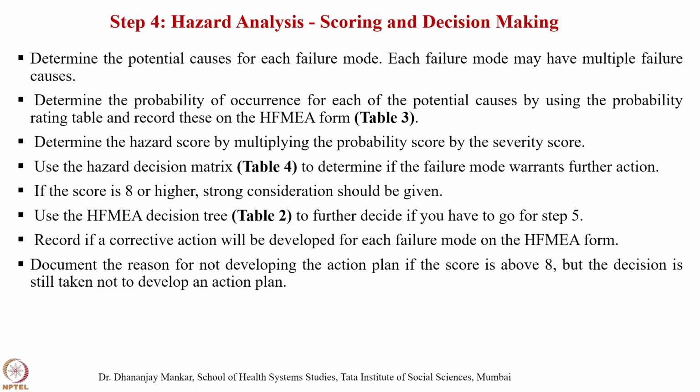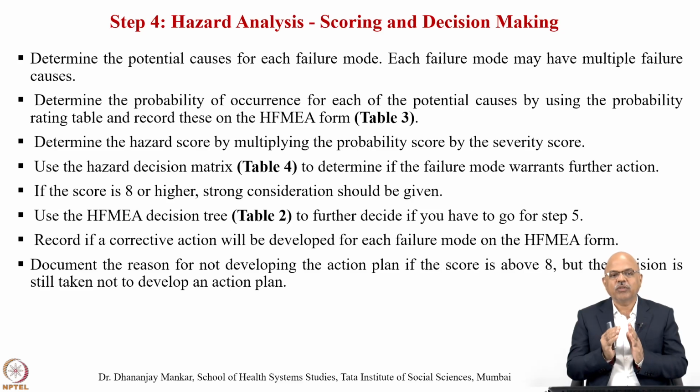Step 4 is hazard analysis, scoring and decision making. To determine the potential causes of each failure mode, you need to take step 4, which is more towards the fact that each failure mode has multiple failure causes. The causes can be more detailed. So determine the probability of occurrence of each of the potential causes by using the probability rating and record it on the HFMEA form, in table 3, and determine the hazard score by multiplying the probability score by the severity score.